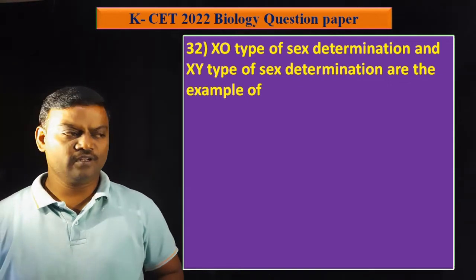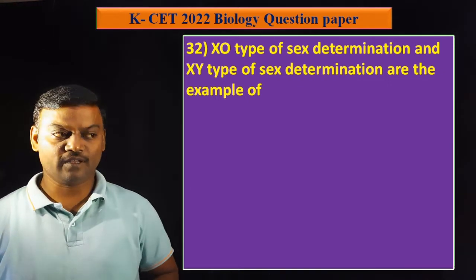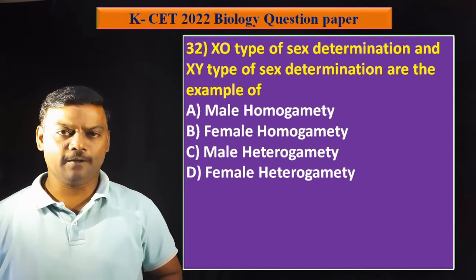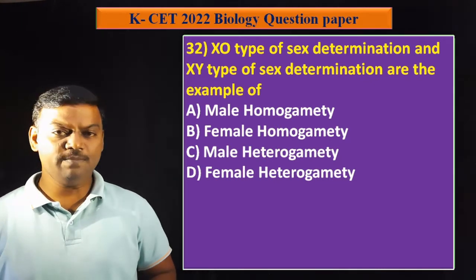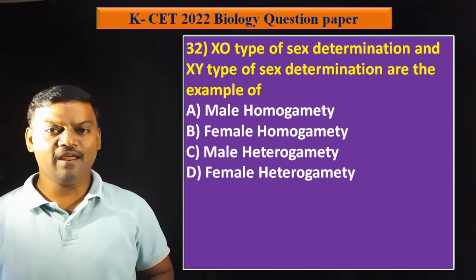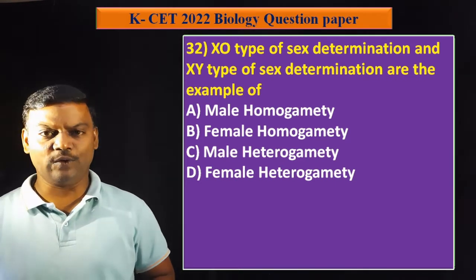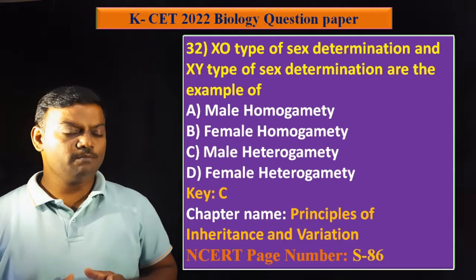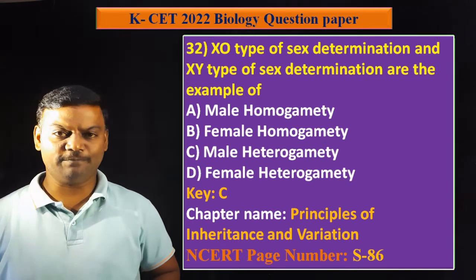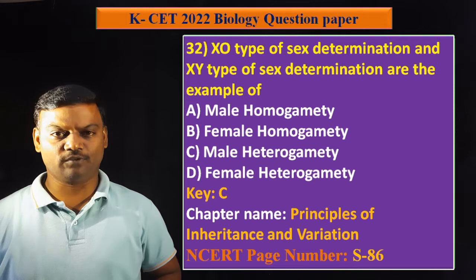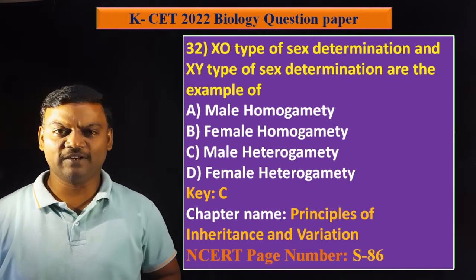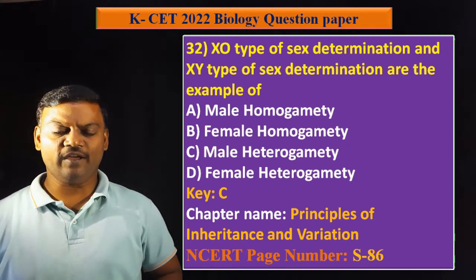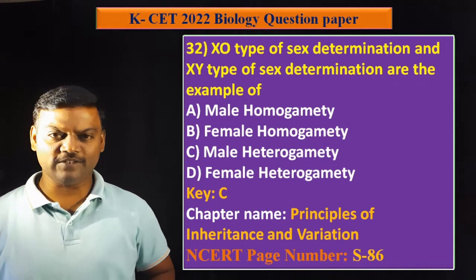Question number 32. XO type of sex determination and XY type of sex determination are examples of: option A, male homogamety; option B, female homogamety; option C, male heterogamety; option D, female heterogamety. The correct answer is option C. In both XO type and XY type, the male parent can produce two types of gametes, so these two methods are examples of male heterogamety. It is a question from Principles of Inheritance and Variation, NCERT, page number 86.